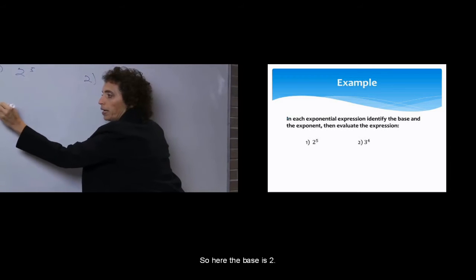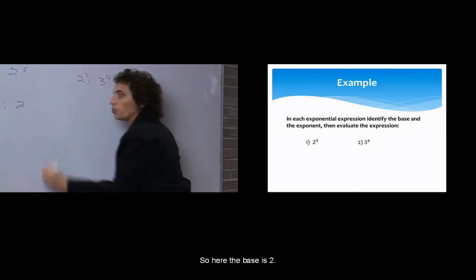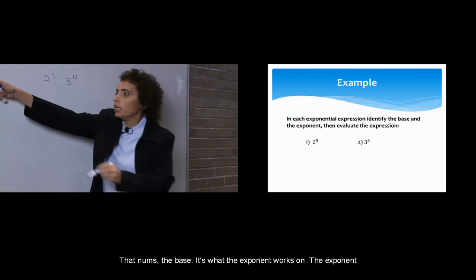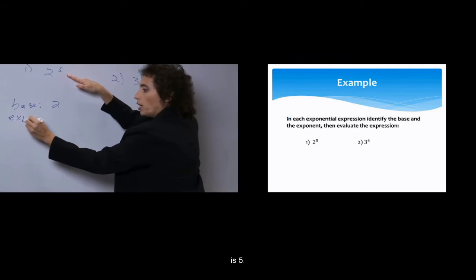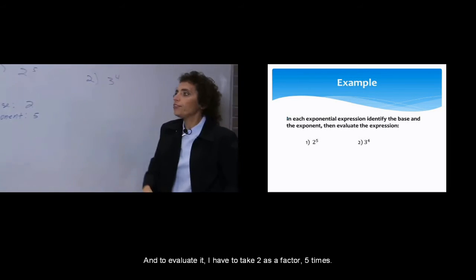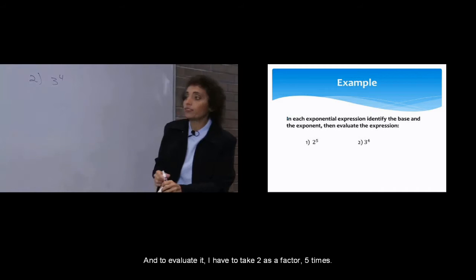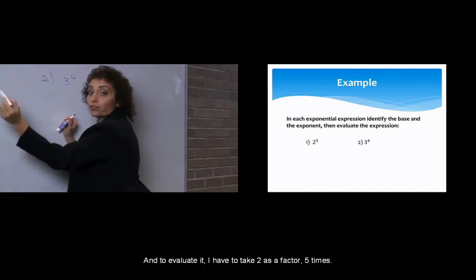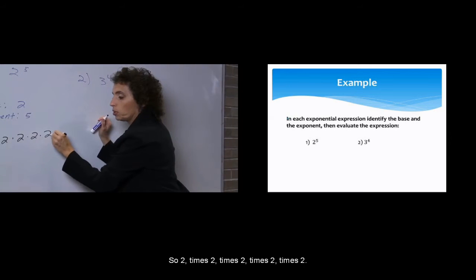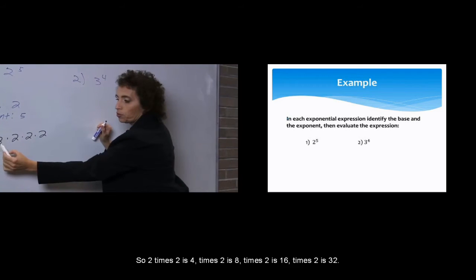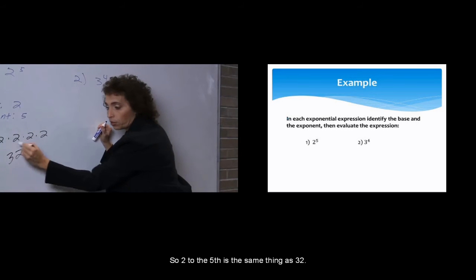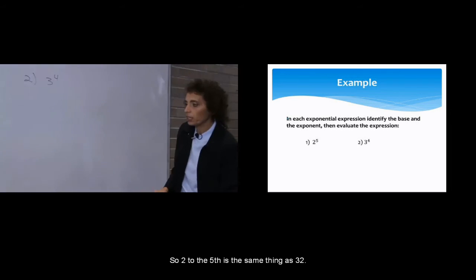Okay. So here the base is 2, because that number is the base. It's what the exponent works on. The exponent is 5. And to evaluate it, I have to take 2 as a factor 5 times. So 2 times 2 times 2 times 2 times 2. So 2 times 2 is 4, times 2 is 8, times 2 is 16, times 2 is 32. So 2 to the fifth is the same thing as 32.